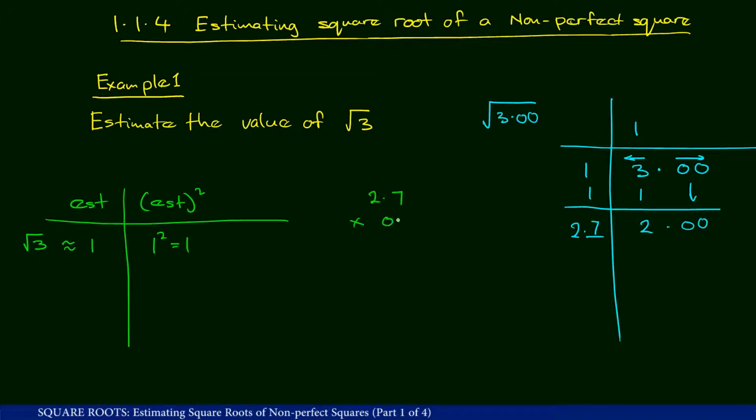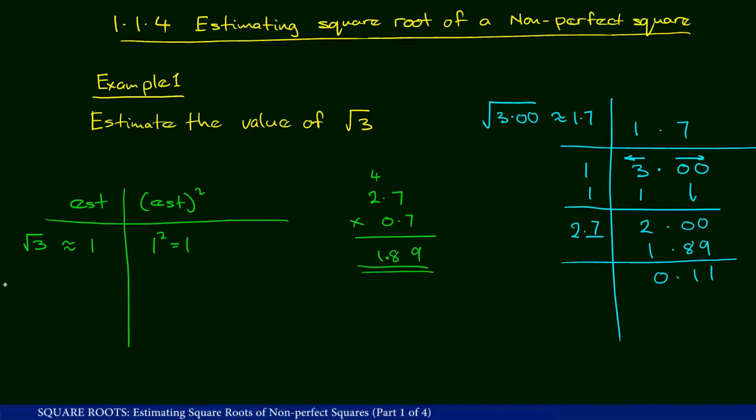2.7 times 0.7, that is equal to 9, 4, 14, 18. And this is 2 decimal places. That means the answer is 1.89. So the remainder is going to be 0.11. The quotient is 1.7. So the result that we have got here, the better estimation is 1.7.